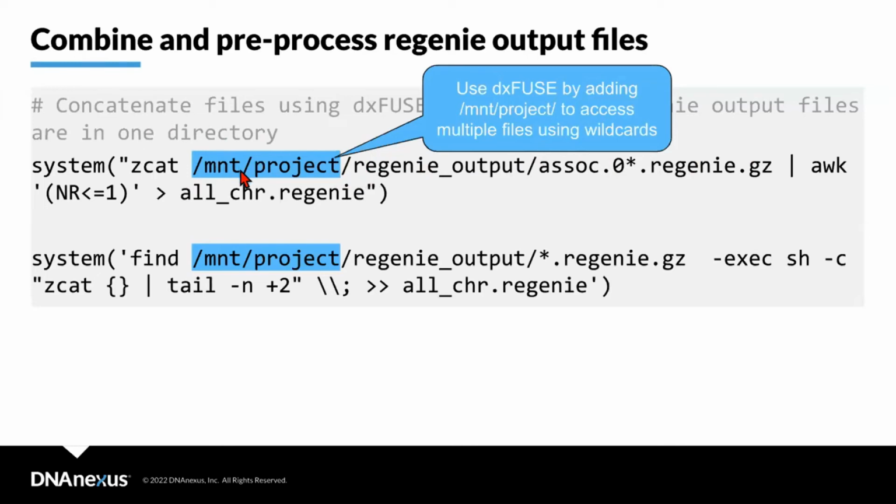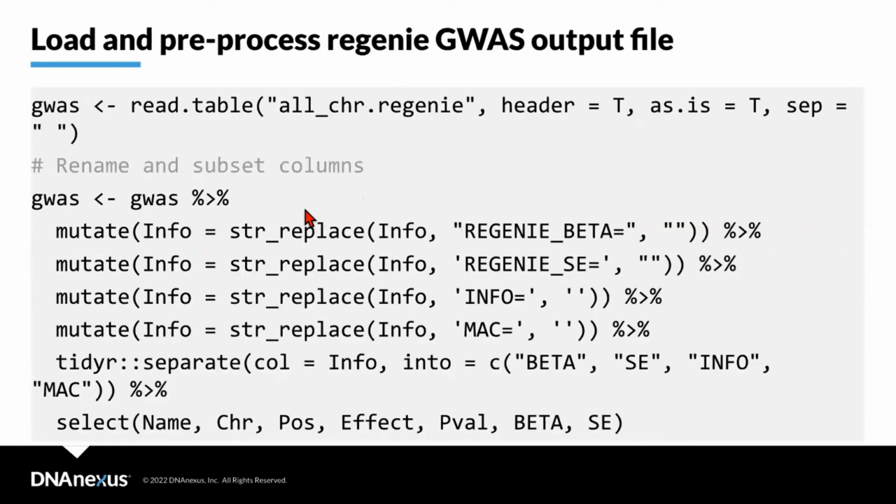So by that, you're making some needed manipulation. You're creating the file containing results for all chromosomes, because usually when you have output from REGENIE, which is a GWAS tool, you will have it per chromosome individually. Then you can read it inside R and work with it as with the usual R data frame.